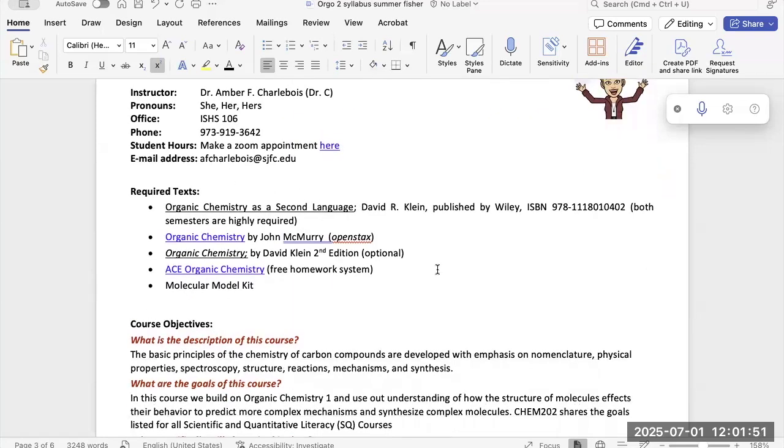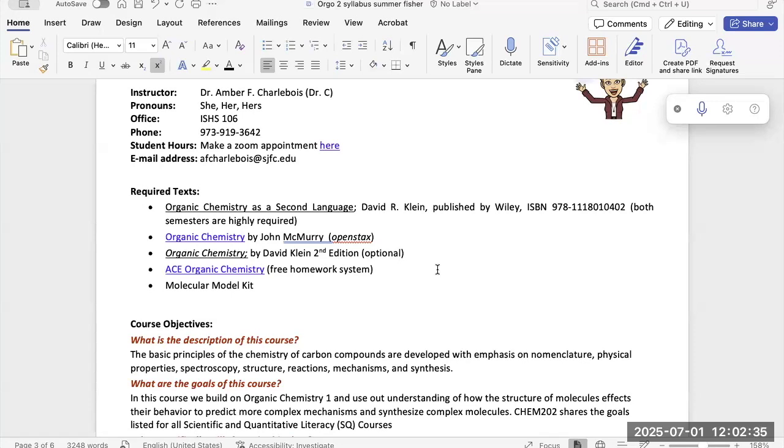The textbooks required for this course are all free. The first is going to be Organic Chemistry as a Second Language. Both semesters are required. I actually found these online PDFs for free. So look around before you go ahead and purchase those. Also, John McMurry has an organic chemistry textbook that is OpenStax, so that means it is free, and the link is shown here in the syllabus. If you're interested, you can also buy a second textbook. Any edition of the textbook, David Klein, Organic Chemistry.